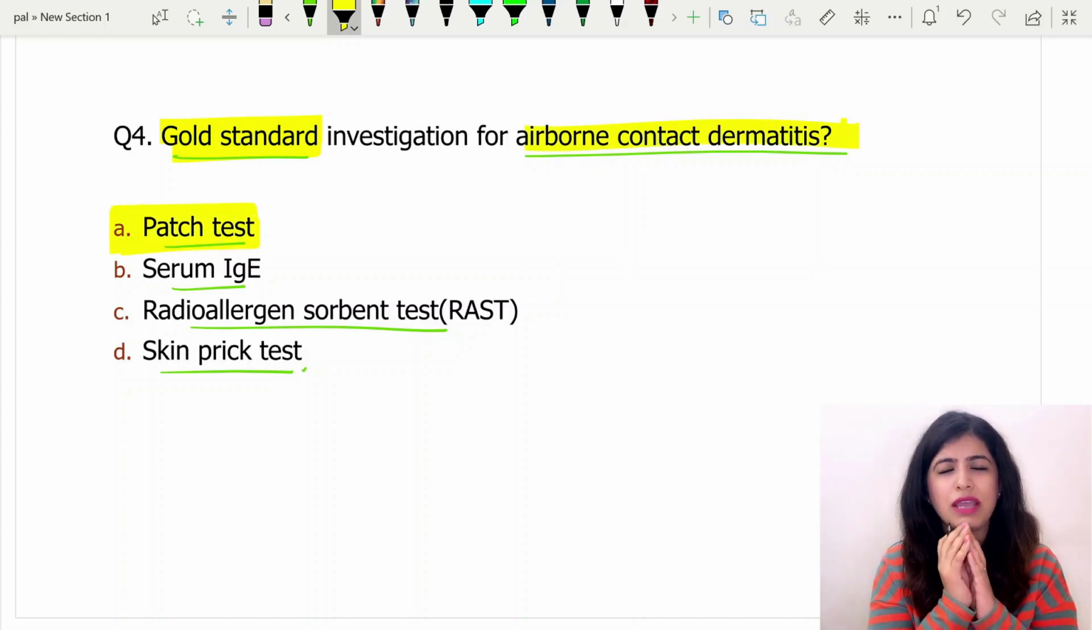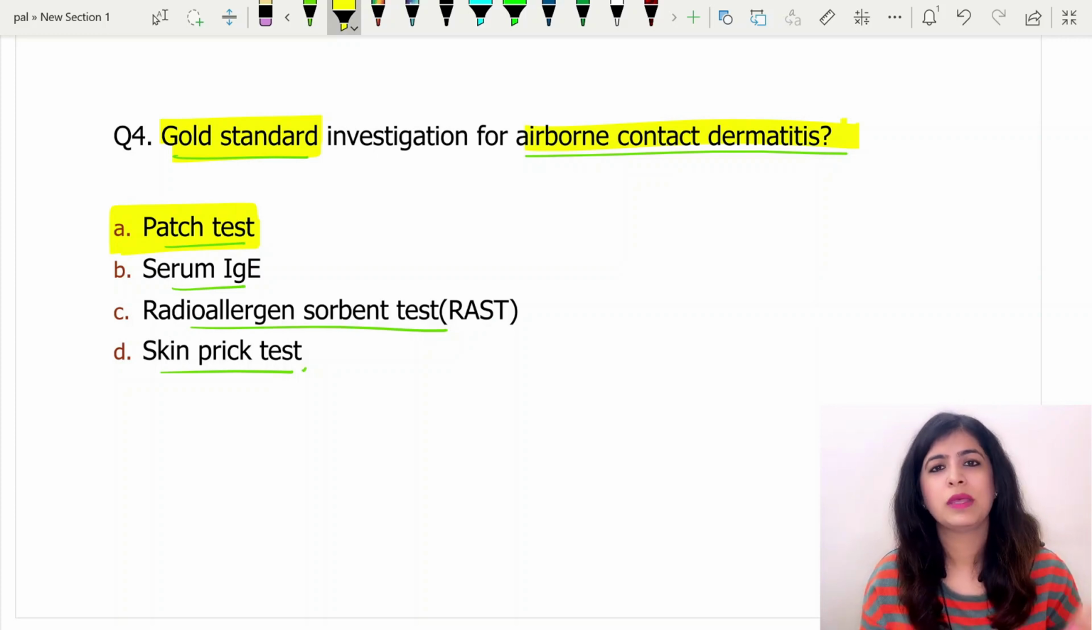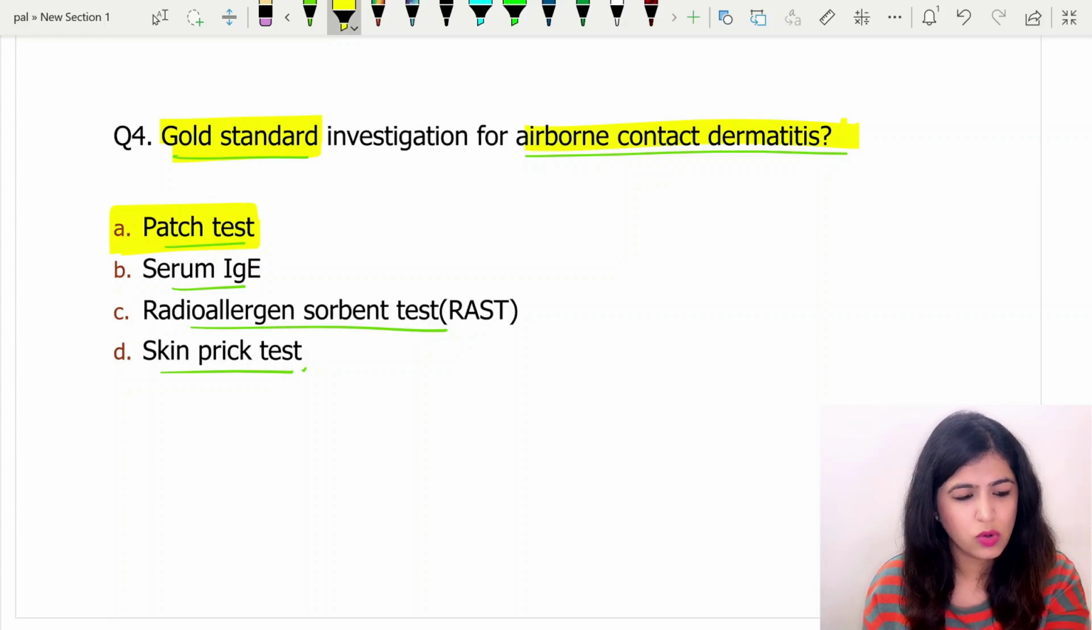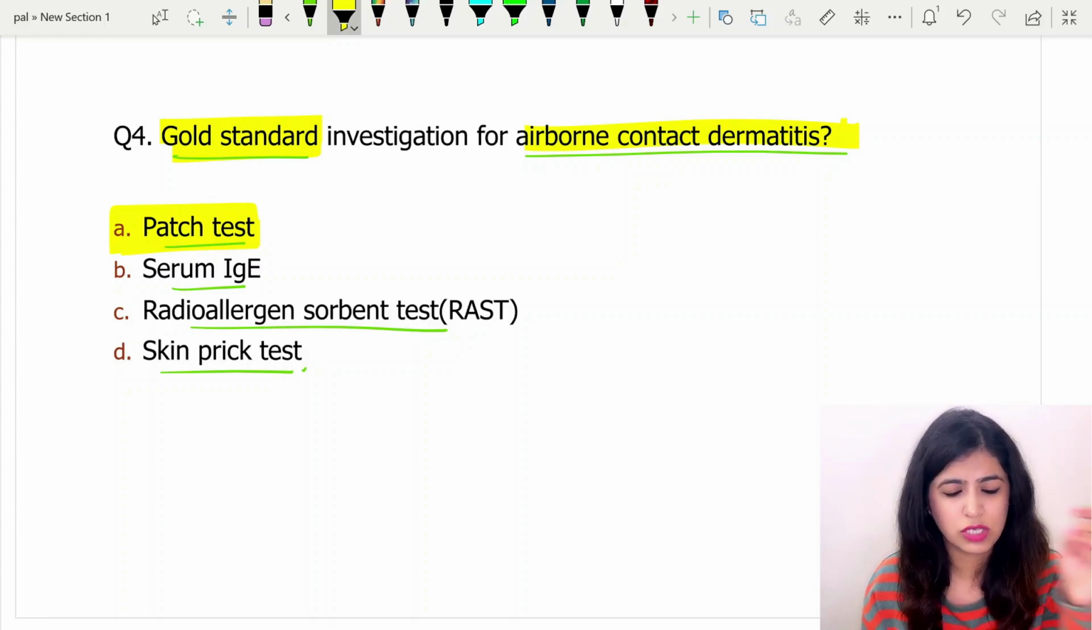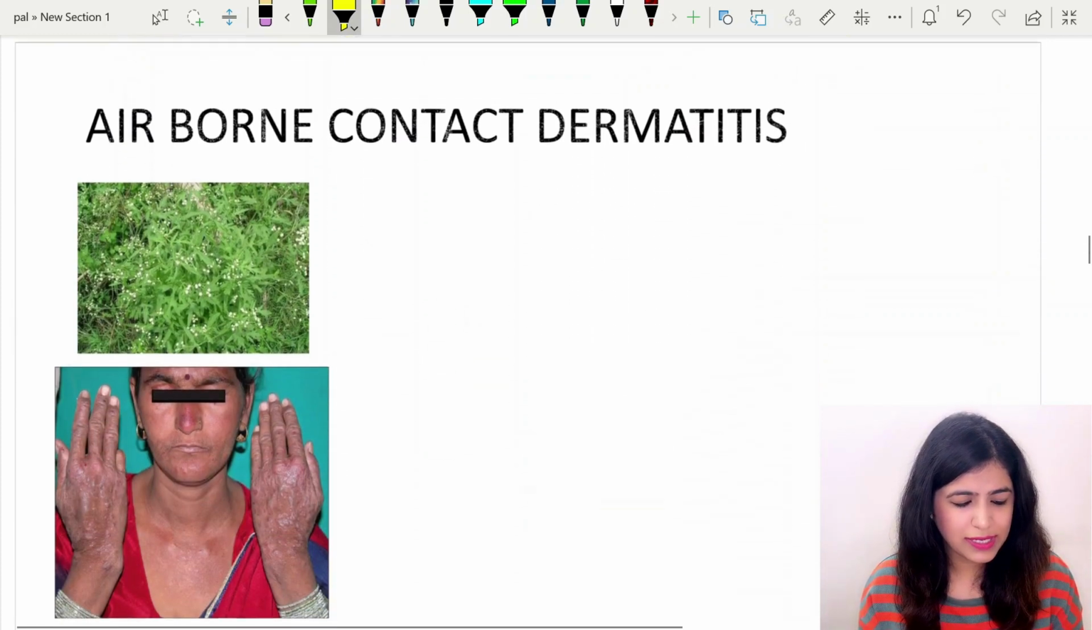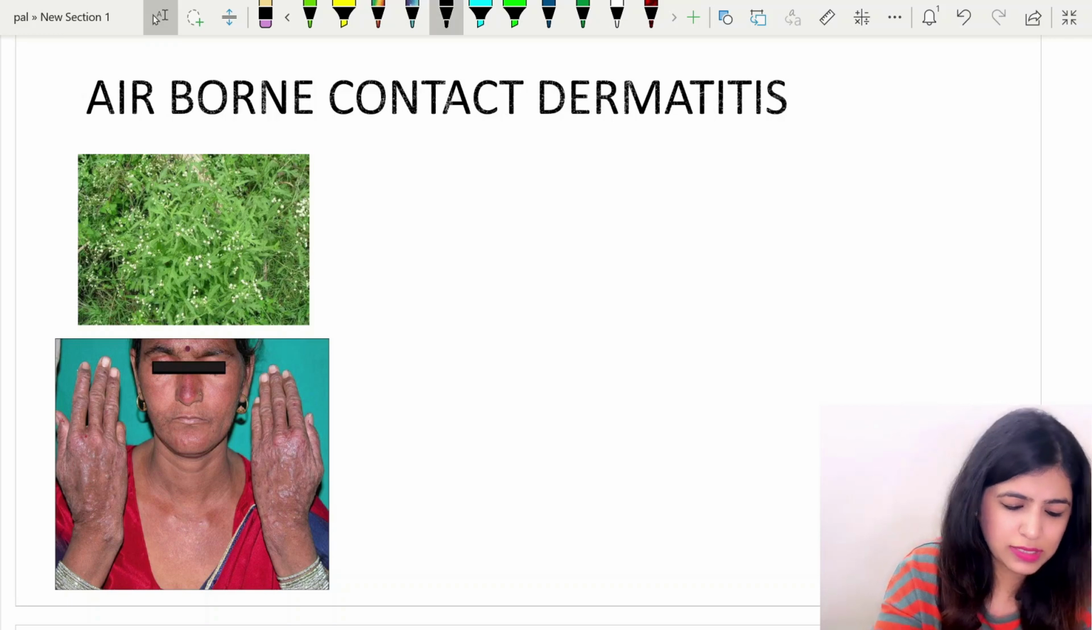If you've ever read the chapter on eczema, if you've ever attempted the questions which are given in the question books, this is a question which is asked so many times. Gold standard investigation of choice, what is the test that you will use? Answer for all of these is the patch test. So let us read a bit about airborne contact dermatitis.